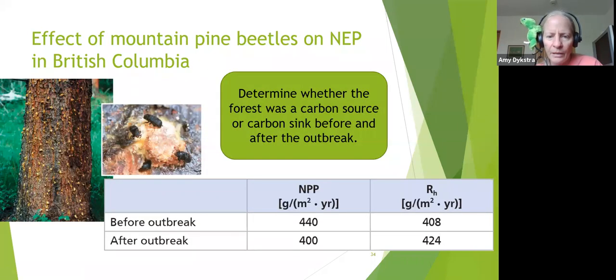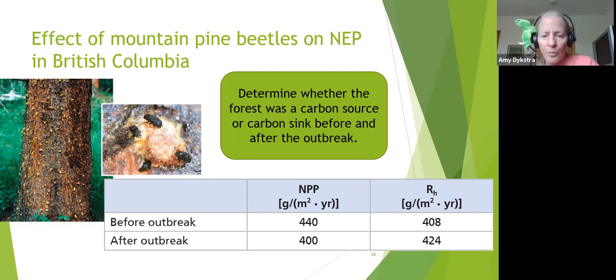So if we look here again, if we take the net primary production, which would be the total amount of photosynthesis minus the respiration of the autotrophs, then we also subtract out the respiration of the heterotrophs, then we're getting the net ecosystem production. And so before the outbreak, this forest had 440 minus 408, giving us more than 0, 32 grams per square meter per year of biomass that was accumulating.